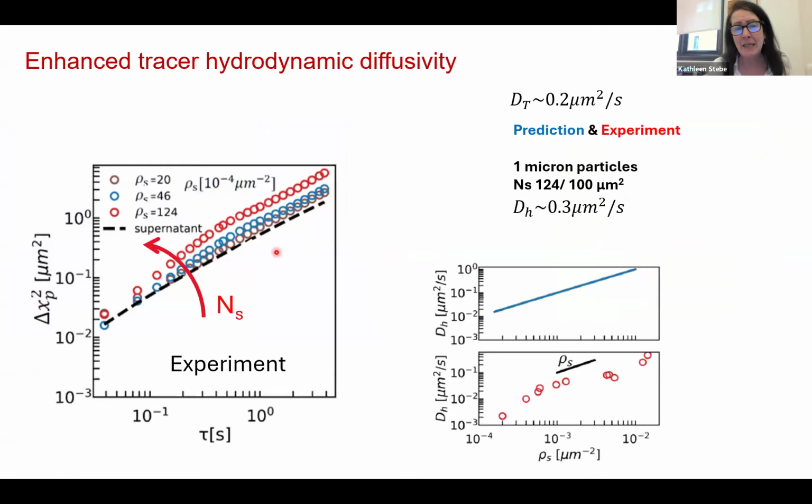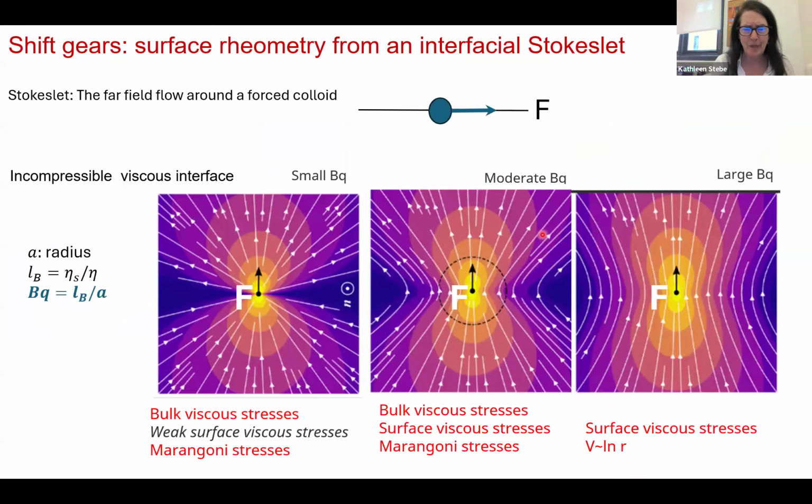And this can be seen in our experiments, although our experiments are far more complex than the analysis, and can be also seen here in our measurements of the hydrodynamic enhanced diffusivity. And here's analysis that supports our findings. And so we can roughly double the diffusivity in the interface. Just a quick note, shifting gears. What can we learn from an interfacial Stokes slit?